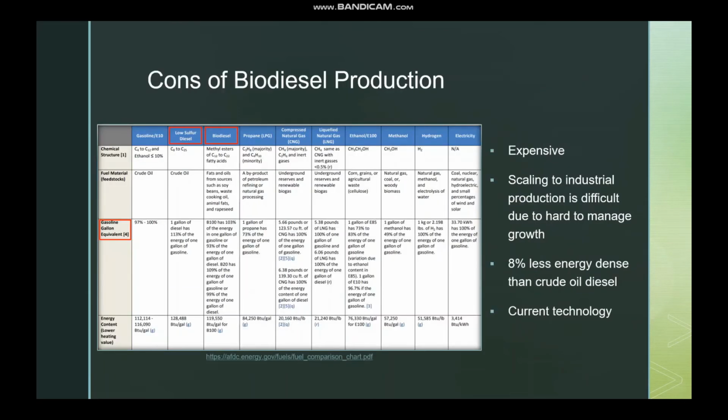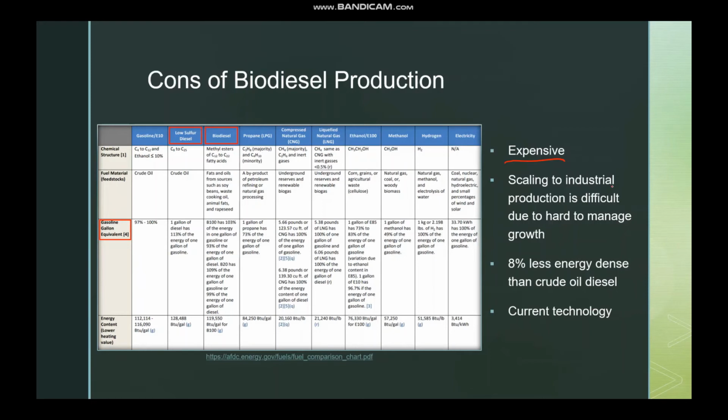So the cons of biodiesel production, number one, it's very expensive right now. A 2009 study said that it was about $33 per gallon to produce biodiesel, but that was 11 years ago, and I know that they've gone quite a lot further in the production and scaling of biodiesel. So I know it's decreased, but I'm not sure. I can't find a source on how much it's decreased.